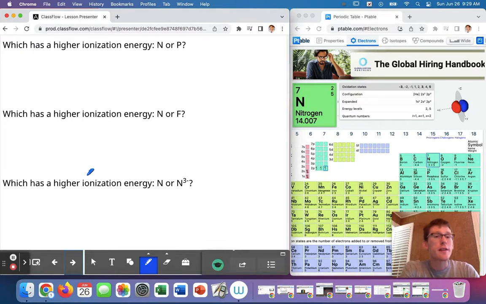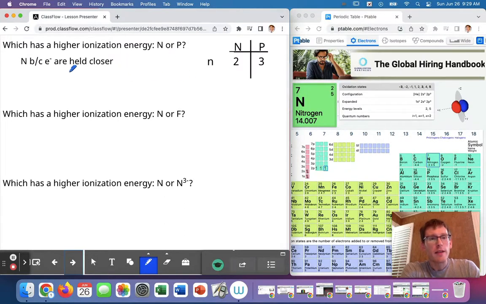We are now going to consider the ionization energies, and we're going to make the same 3 comparisons, but just for ionization energy. And we can set things up the same way. We can compare the shell number. And what we can say is that nitrogen has a higher ionization energy than phosphorus because nitrogen's electrons are held closer.